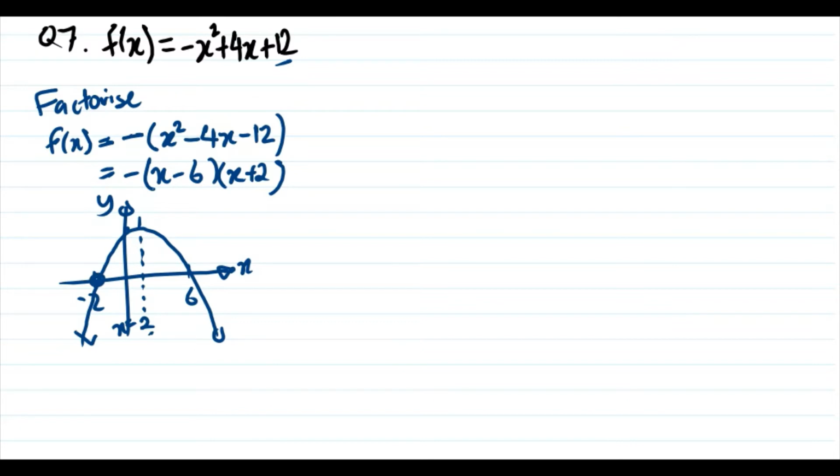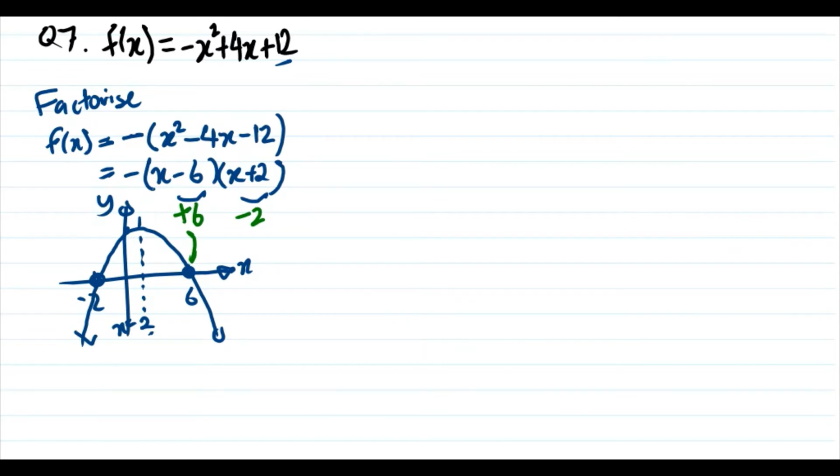All right, so we found the zeros very quickly by factorization. Just watch out for a common error. You might look at that and think the zeros are negative 6, positive 2. In actual fact, the zeros are positive 6 and negative 2. It's very easy to muck that up.